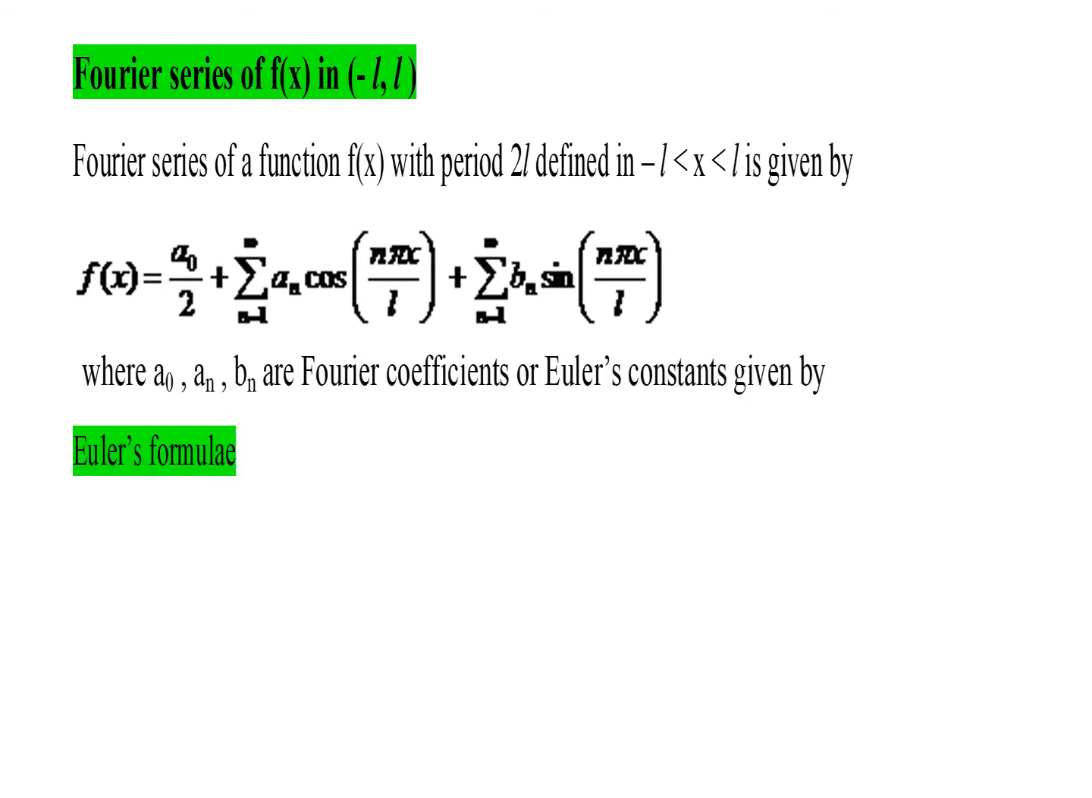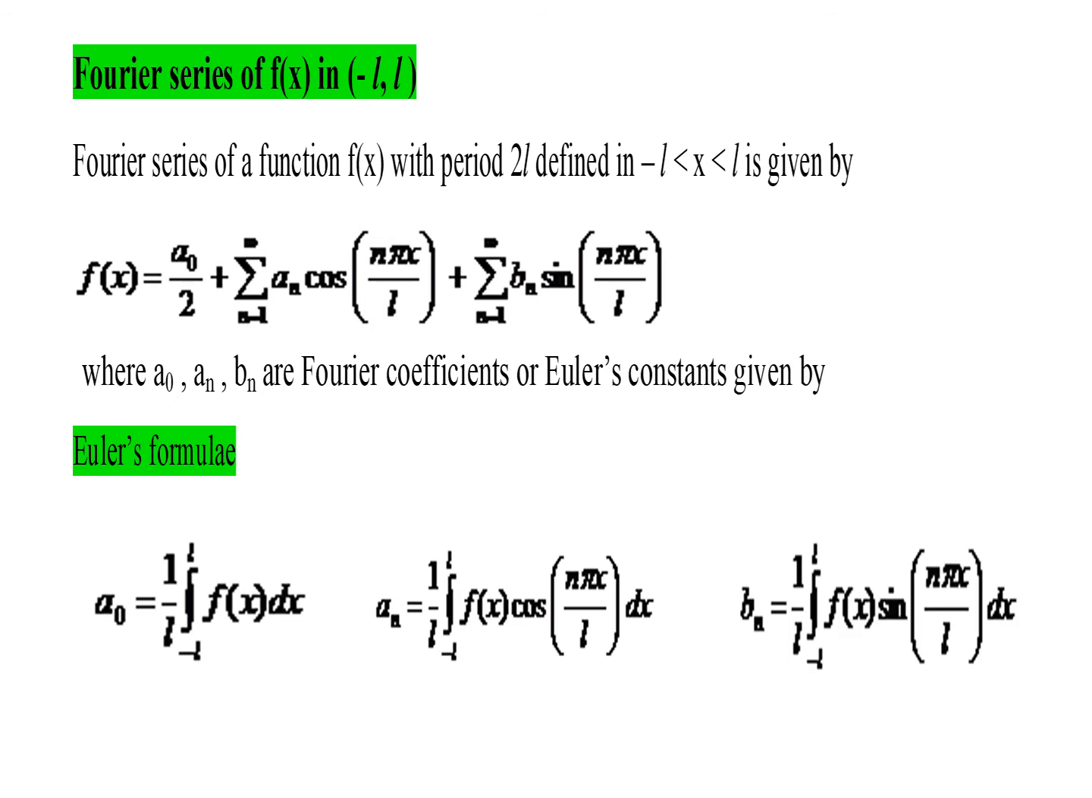And next we have the formulas for the Fourier constants a0, an and bn. So learn the formula. This is specifically for the interval minus L to L.